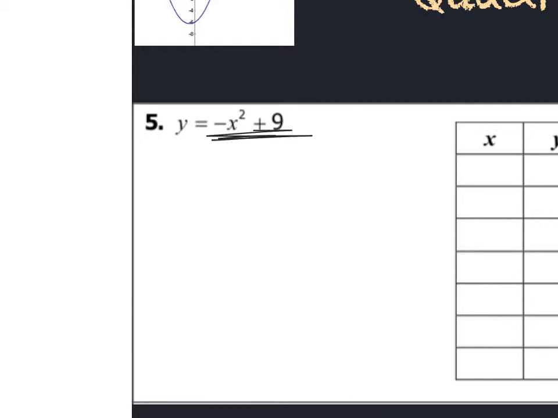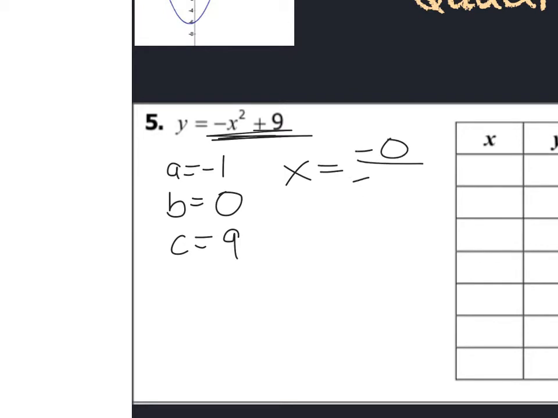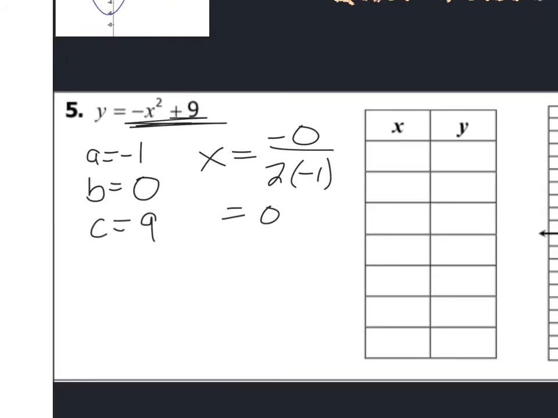There's another reason why I wanted to do this one, and I wanted to remind you of what the b value is in number 5. So if we look at number 5, a is going to equal -1. Now b is not going to be 9. Remember, it's ax squared plus bx plus c. So the number in the b position is 0 because there is no x. And then c is going to be that constant, that 9. So your axis of symmetry formula, x equals -b over 2a, which is 0 over 2 times -1, is just going to be 0. So your axis of symmetry is going to be 0.